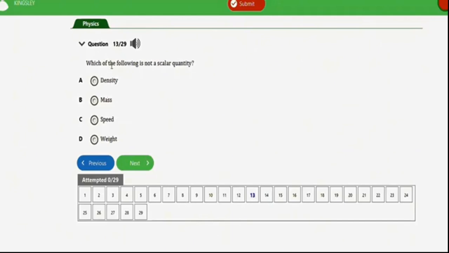It says, which of the following is not a scalar quantity? We have density, mass, speed, weight. So the correct option is option D, which is weight. Weight is a vector quantity. The next repeated question will be this question.